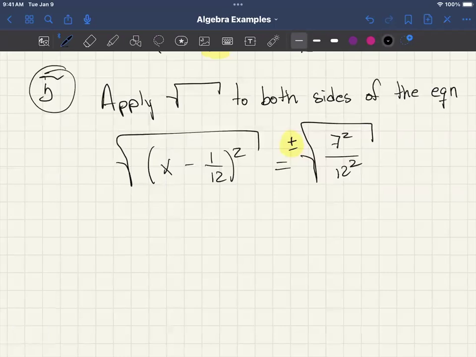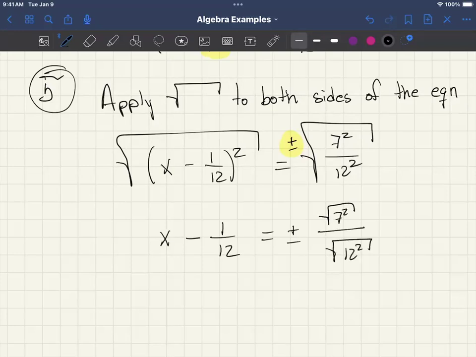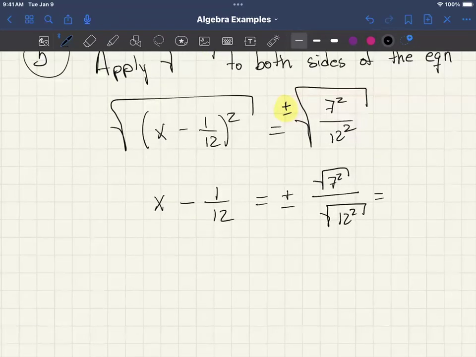Square root and squared cancel each other out. Super nice. So on the left-hand side, we get x minus 1 over 12. On our right-hand side, we have our plus and minus still. And our square root, we can distribute that over the numerator and the denominator. And I'm going to simplify this a little bit. Square root of 7 squared is 7. Square root of 12 squared is 12. So we get x minus 1 over 12 is equal to plus or minus 7/12.